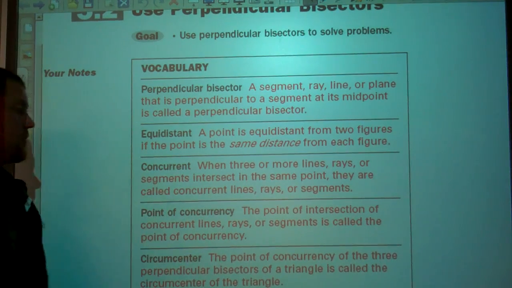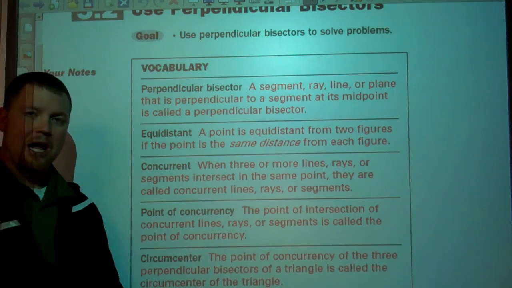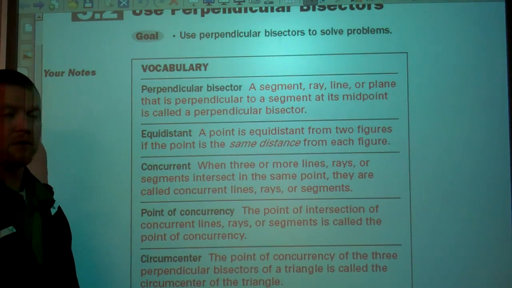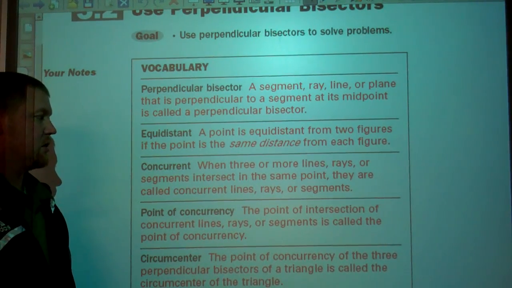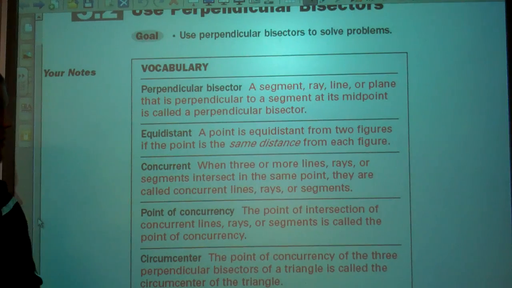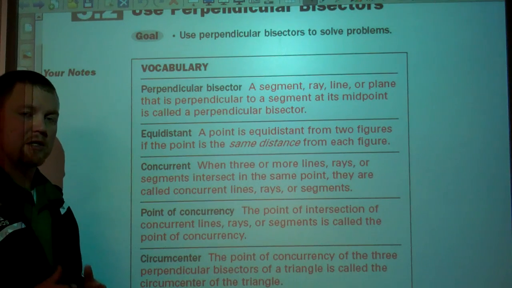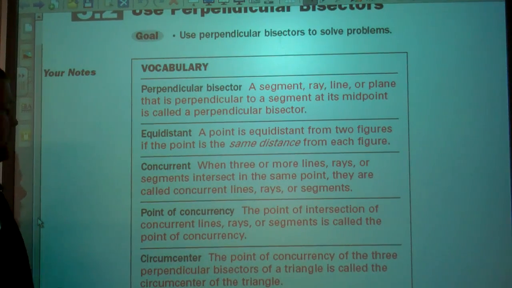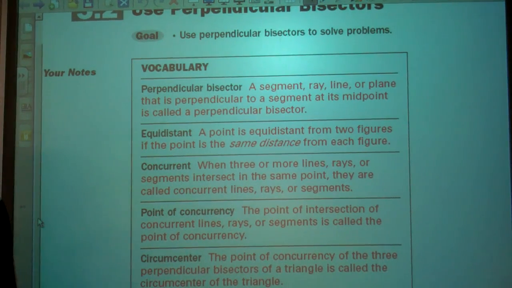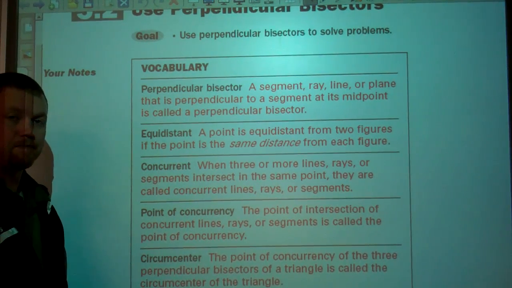Alright, concurrent. This one's pretty significant, because when three or more lines, rays, or segments intersect at the same point, they're called concurrent lines, rays, or segments. To have two intersect, not a big deal, but to have three or more intersect at the same point, that's pretty significant. Where those lines, rays, or segments intersect, that's called the point of concurrency.